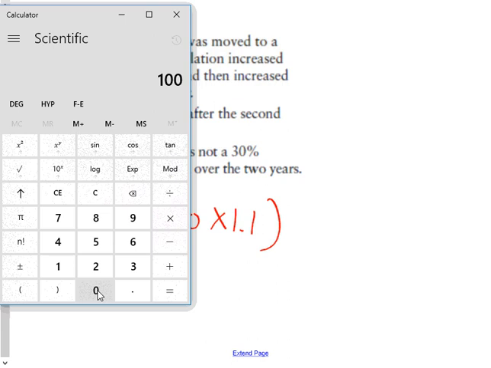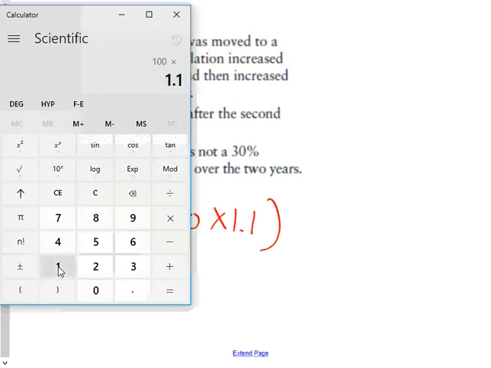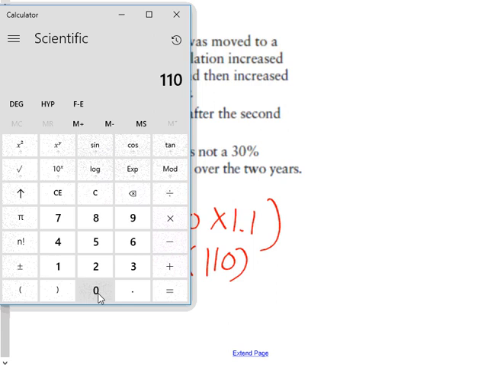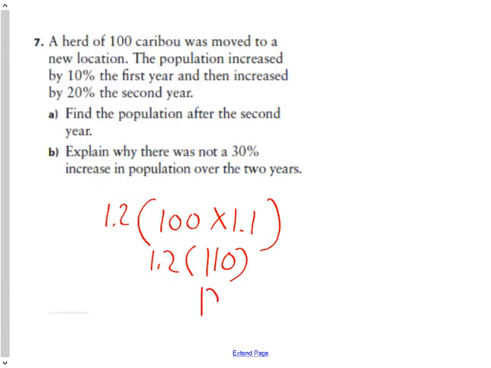So 100 caribou increased by 110% means that after year one, there's 110 caribou in that herd. And if I'm going to increase that 110 by 20%, 110 caribou increased by 120%, means that after year two, there's 132 caribou. Not 130 like we would have assumed, but 132.